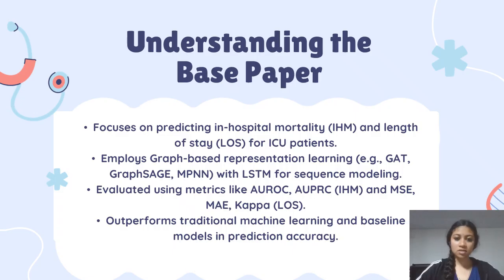To capture this, the paper uses a graph neural network. The GNN builds a patient graph where nodes are patients and edges represent shared diagnoses. By combining the LSTM's time series learning with the GNN's relational learning, the model can predict outcomes such as in-hospital mortality and length of stay more accurately than using just LSTMs. Our project extends this approach using the eICU dataset.